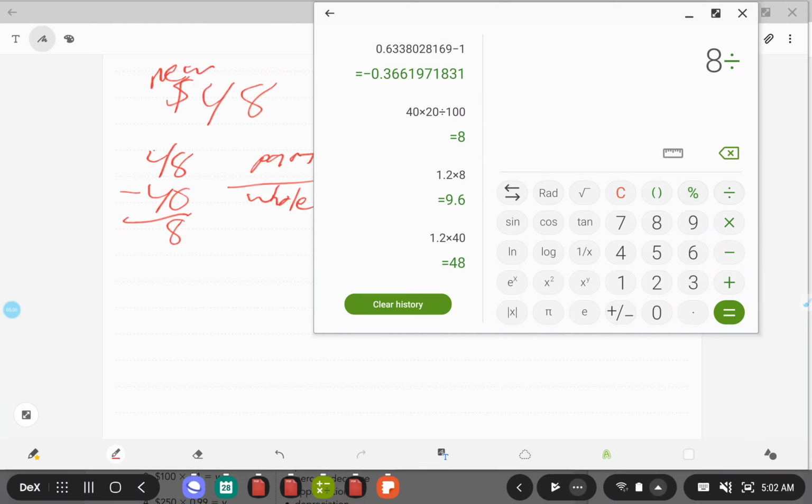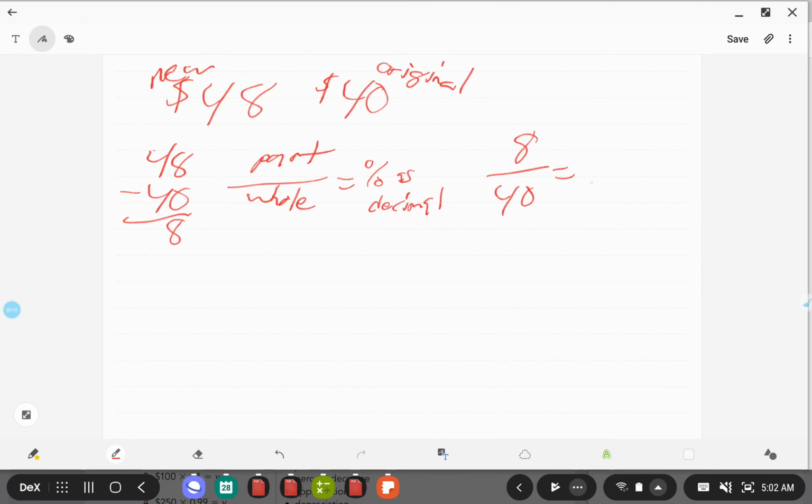8 divided by 40 gives me 0.2, which when I turn that into a percentage, it means I have to move the decimal 2 points to the right this time, and that gives me 20%. Instead of moving the decimal 2 places to the right, you could just multiply it by 100. It's the same thing. I like to think of it as decimal moving. You might not need to think of it as multiplying, but it's the same thing. So 20% is our answer.